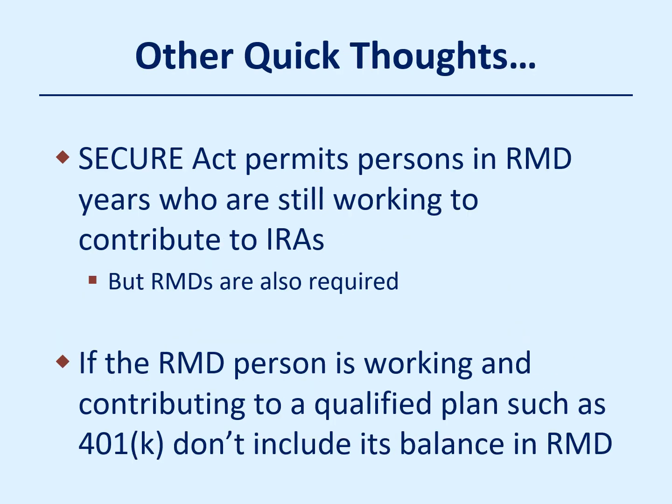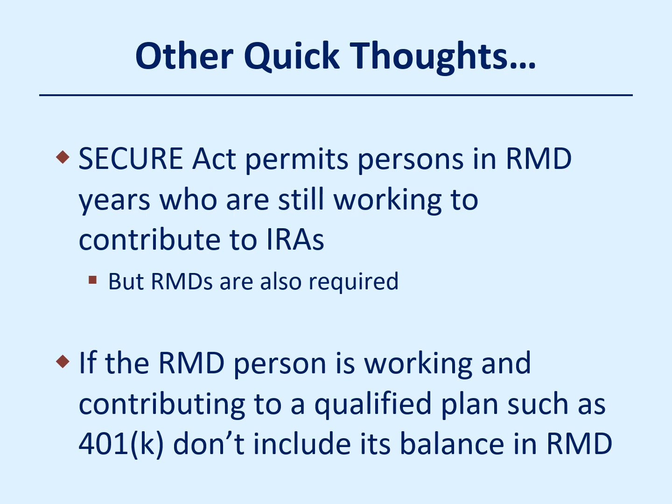So remember also too that the Secure Act permits persons who are in RMD years who are still working to continue to contribute to IRAs. So the kind of rub to this is the weird part that I didn't think made any sense at all, but they also have to be taking RMDs. So you could have people who are 75, 76, 78 years old still working, wanting to contribute to an IRA, so they're contributing on one hand, but on the other hand, they're also having to take required minimum distributions.